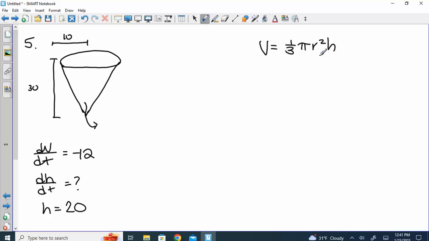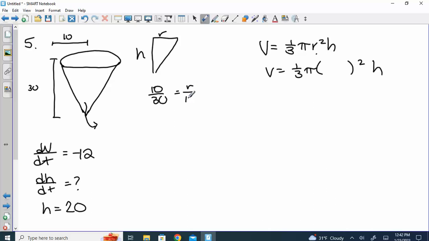What would happen if I did this derivative right now? We're going to have a dr/dt, a dh/dt, and a dV/dt. Did I give you any information about r? No. If that happens, you want to get rid of r before you do the derivative. Otherwise, we're in trouble. So, come back to this whole thing. Let's think of this as a triangle. Here's the height and here's the radius. If I set up a proportion, I could say 10 over 30 equals r over h.